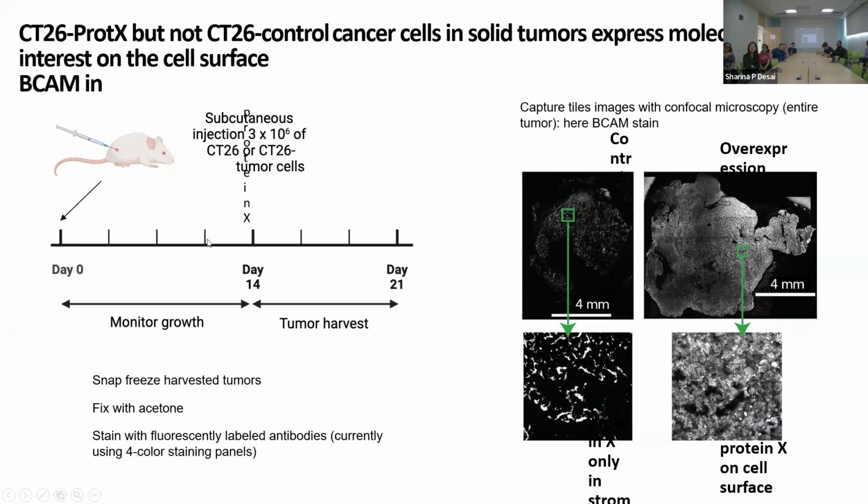So I have 2 different tumor types. One is the parental cell line, the other one overexpresses a certain molecule. Then I get these solid tumors from the mice, harvest them, snap freeze, fix, then do a staining procedure, and then I have the stained tissue, and I can look at the whole tissue.